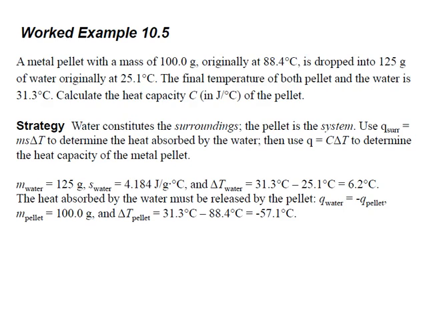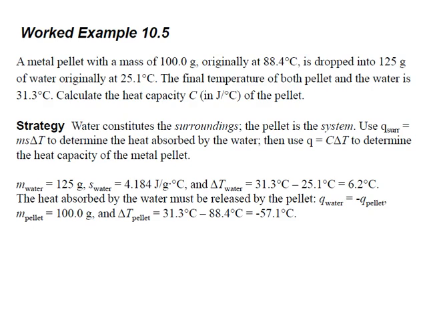We can compare that by using our heat of surroundings, which will be ms delta T, which is the same formula as the last example. That will allow us to determine the heat absorbed by the water. We can then use the formula Q equals C delta T to determine the heat capacity of our metal pellet. So let's take a look at this, and I'll mention another important thing.